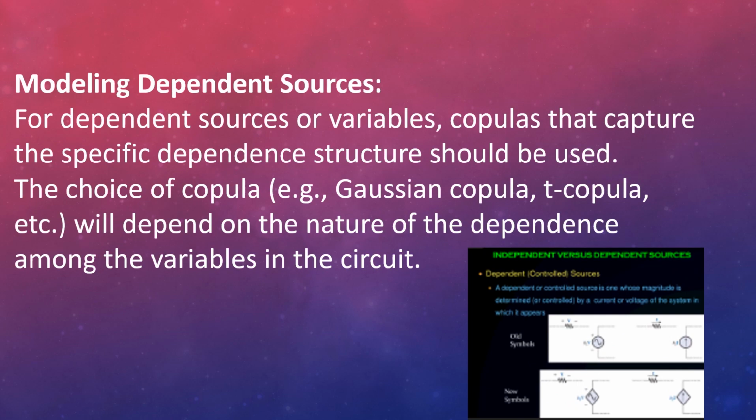Modeling dependent sources. For dependent sources or variables, copulas that capture the specific dependence structure should be used. The choice of copula, for example Gaussian copula, t copula, etc., will depend on the nature of the dependence among the variables in the circuit.